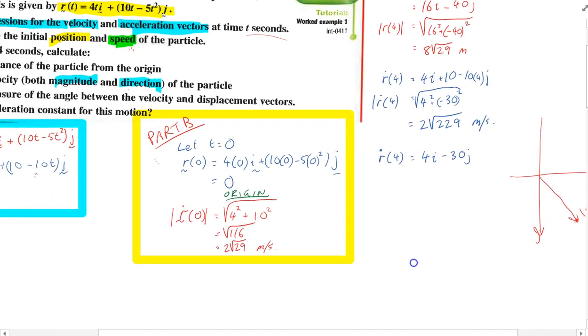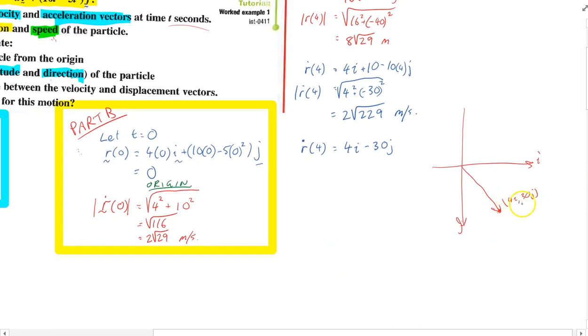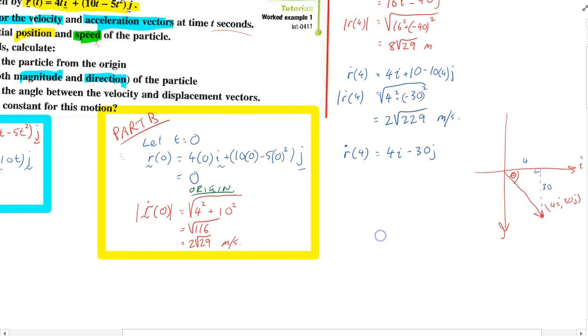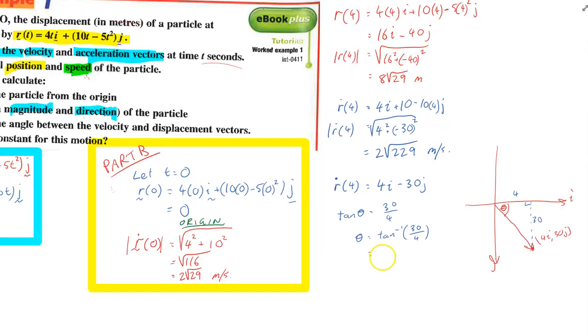So in order for us to talk about direction in a meaningful way, we don't talk about 4i minus 30j. If I knew this angle here, then I would know what direction this thing was moving in. And that's going to be really, really straightforward. We're just talking about trigonometry now. So if I can find that angle, it's going to be tan theta equals 30 over 4. And that should be 30 over 4, not 40. Inverse tan of 30 over 4. Find out what that angle is. So that gives us like 82 degrees and 24 minutes.